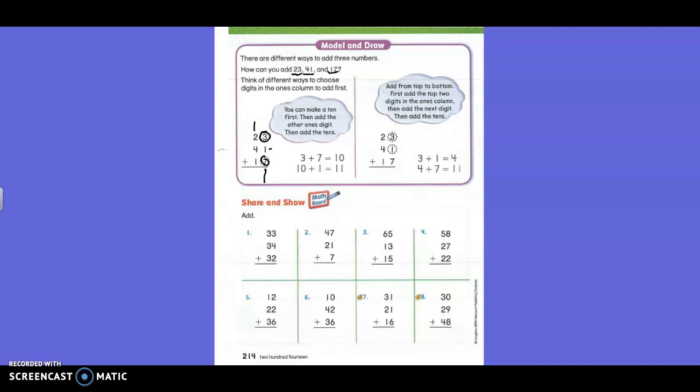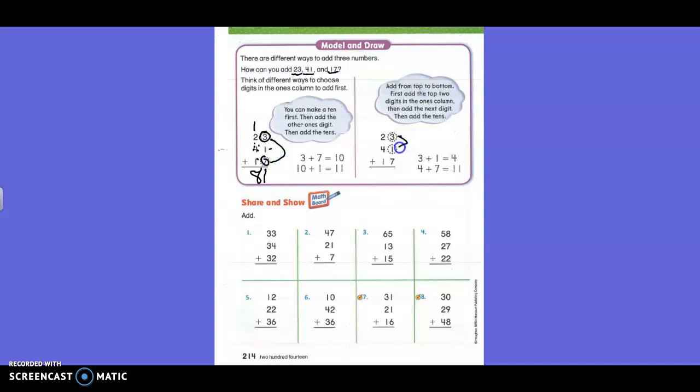Okay. Now let's add the 10s. 1 plus 2. 3. What? Okay, so now using my dot math. 3, 4, 5, 6, 7, and then 1, 8. So what's my answer? 81. 81.